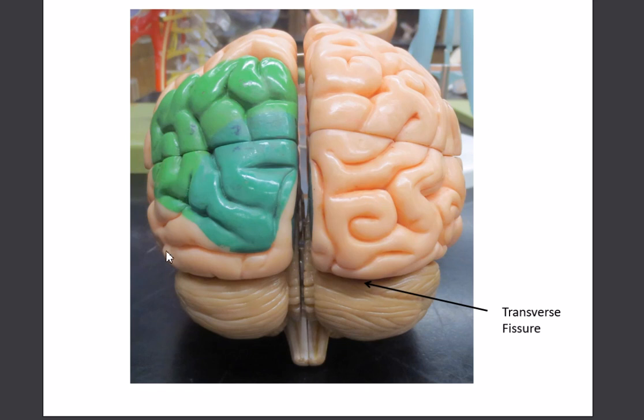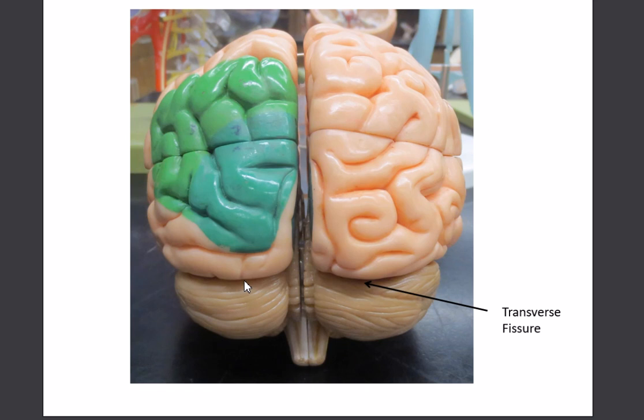And below the occipital lobe, this structure here, we'll see the left cerebellum. Over here is the right cerebellum. There's a groove that runs across, a deep groove separating the occipital lobe above from the cerebellum below. That groove, we're going to call the transverse fissure. And we know that transverse means across, so the fissure runs across.